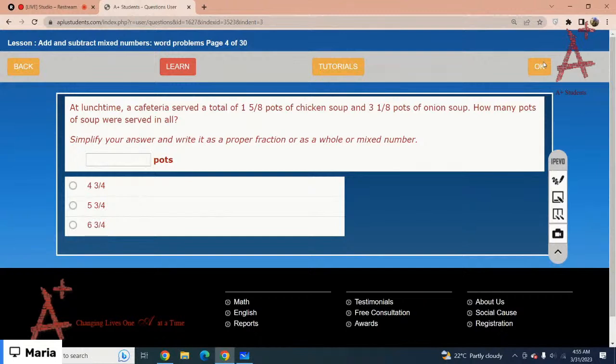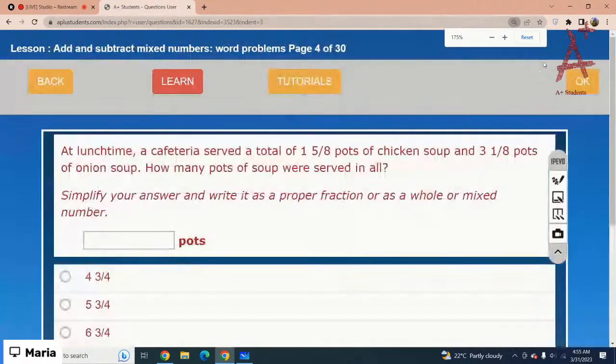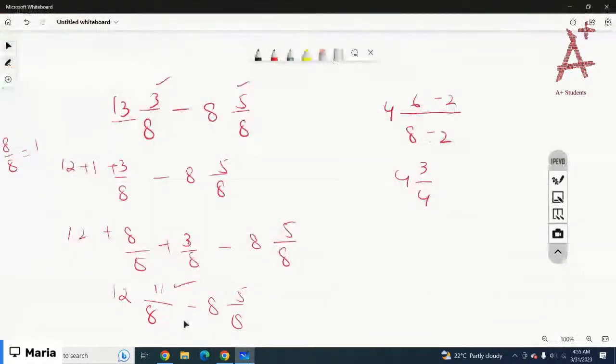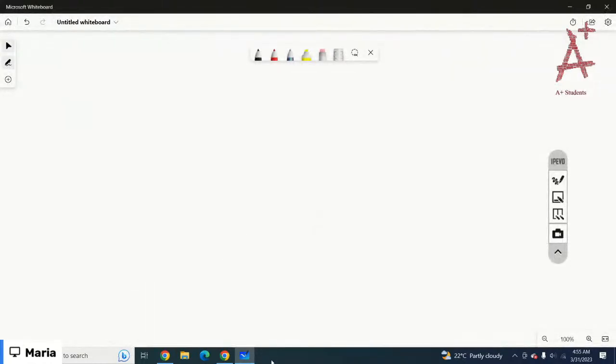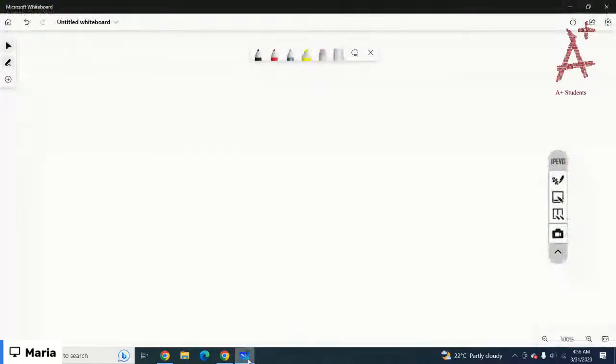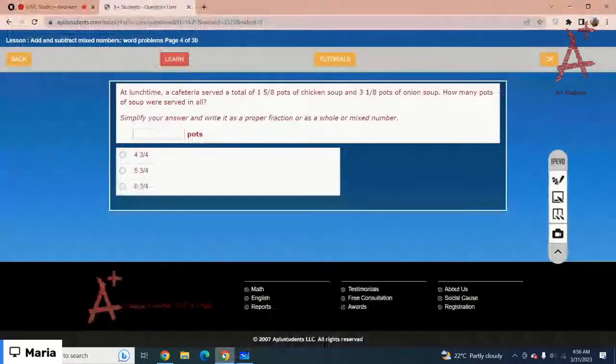At lunchtime, a cafeteria served 1 whole 5 by 8 pots of chicken soup and 3 whole 1 by 8 pots of onion soup. How many pots of soup were served in all? So in all you have to add them. Just add 1 whole 5 by 8 plus 3 whole 1 over 8.